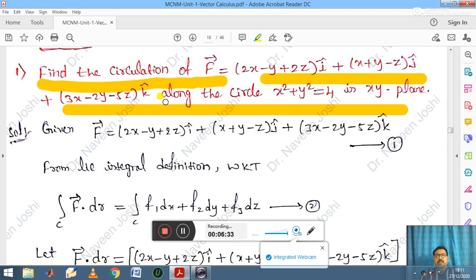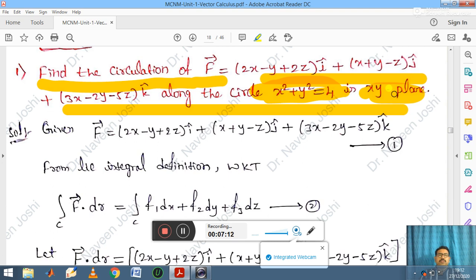Circulation: they are given a vector point function along the circle. So they are given the circle equation x square plus y square equals 4 in the xy plane. In the xy plane means we can understand the circle is in the xy plane, therefore along the z axis the z value will be 0. Then the given vector point function contains three variables x, y, z. Here our task is to find f dot dr, that is line integral.